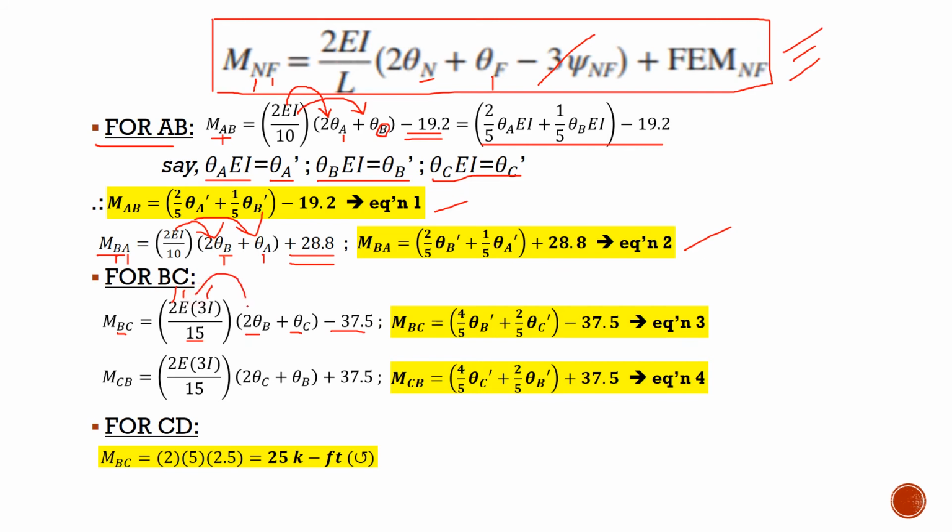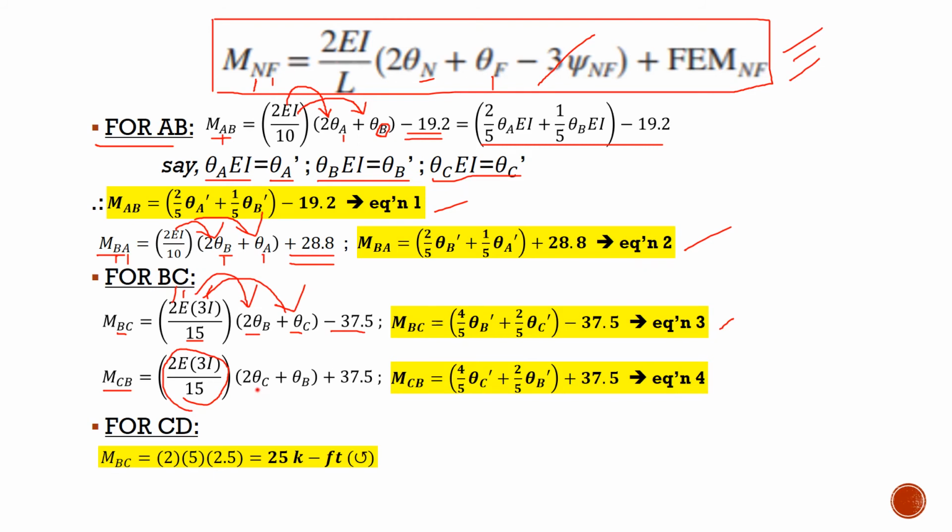So we just distribute, and distribute. So you will have this MBC: 4 over 5 theta B prime plus 2 over 5 theta C prime, then minus 37.5. So you will have this equation. That is equation 3. And now we reverse it. So MCB has the same terms.